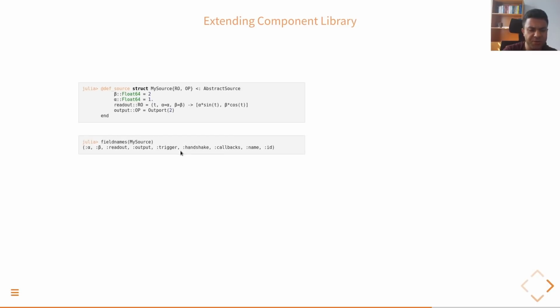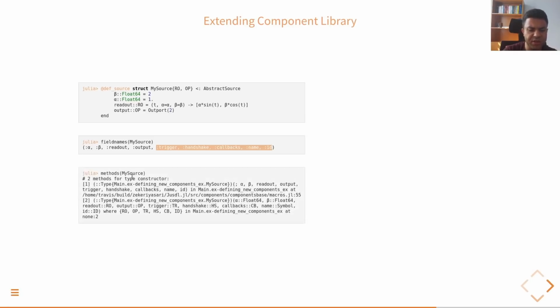And if you look at the field names of our new type, we can see alpha, beta, readout, and output. But we can also see some additional field names here. These field names are added automatically via the source macro, and they are necessary for our new type to work properly in the Jusdl environment.